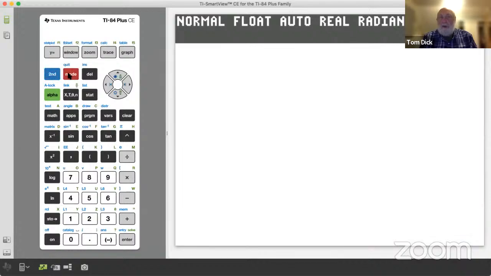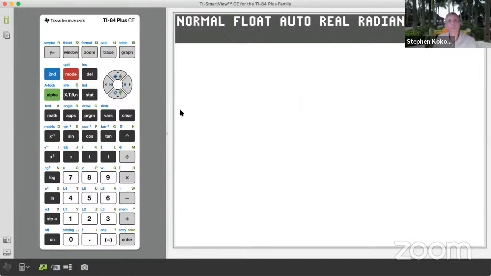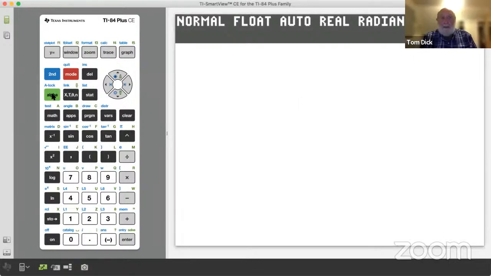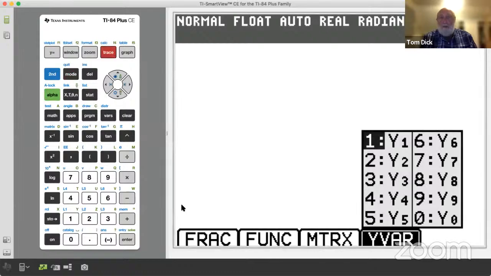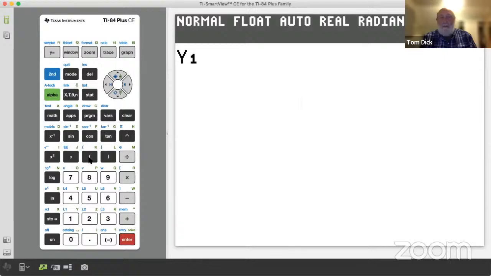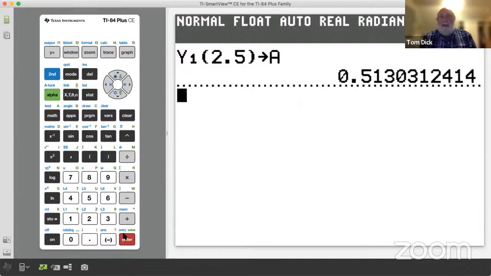Let me quit from the graph and just go to the calculator screen. And let's see, we needed a point and a slope. So first of all, the point was, let's see, 2.5. Correct. Well, we're going to need the y value that goes with that. So let me bring up the y1, where we have our function, and evaluate that at 2.5. And I'm going to go ahead and store that in, I'll just use A. So that's the y value that goes with 2.5. So that's the point of tangency that we're interested in.